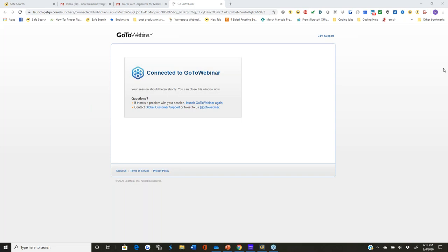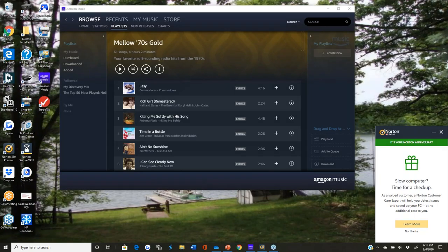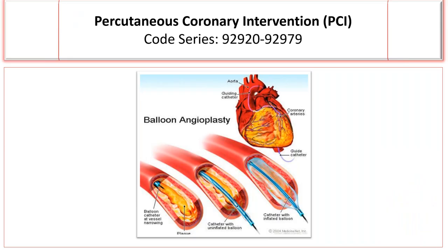Oh, guys can't even see my screen, can you? No, we can't see your screen. No. Okay. Well, tell me as soon as I start to do that. Nope. We can see your layout.